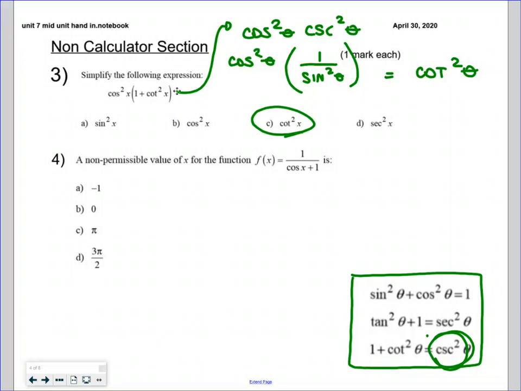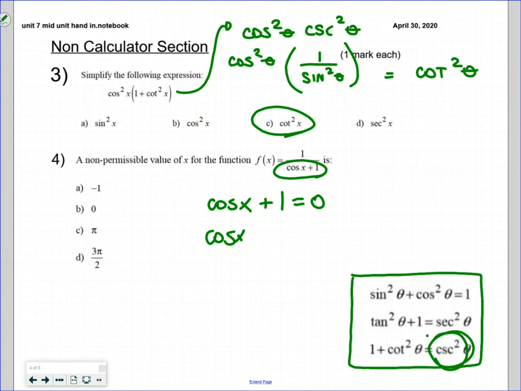Number 4 is saying non-permissibles. Non-permissibles are values that make the entire denominator equal to 0. Cos of x plus 1 equal to 0 is a non-permissible because 1 divided by 0 is undefined. So I need to solve this little equation without a calculator, and I see that whatever makes cos of x negative 1 is a non-permissible. So at what angle is cos of x negative 1? You should have said pi. So the answer was C. Those questions were done pretty well. Some people made mistakes on number 4, but hopefully we fixed that.